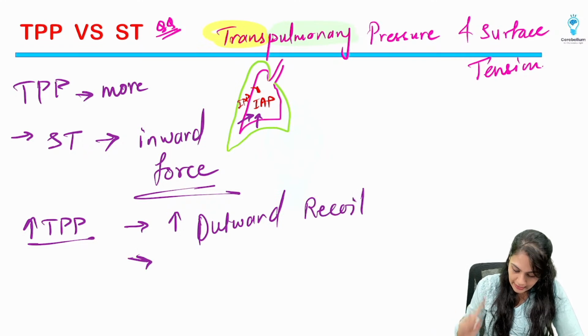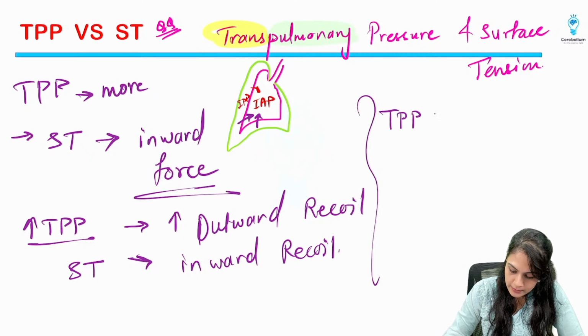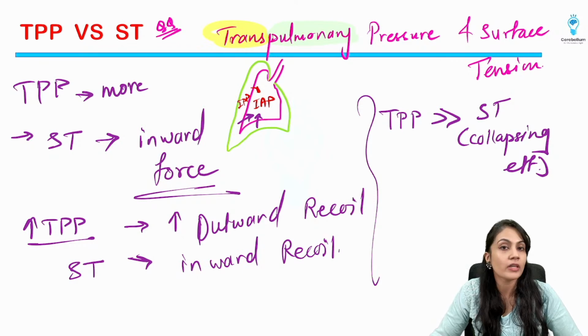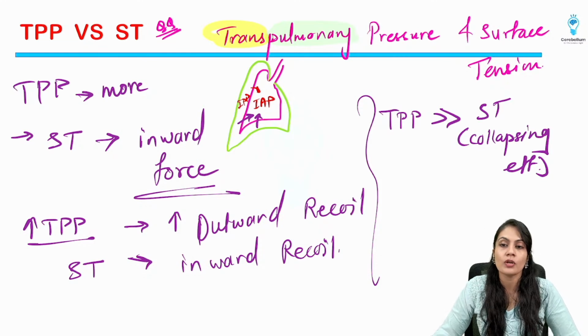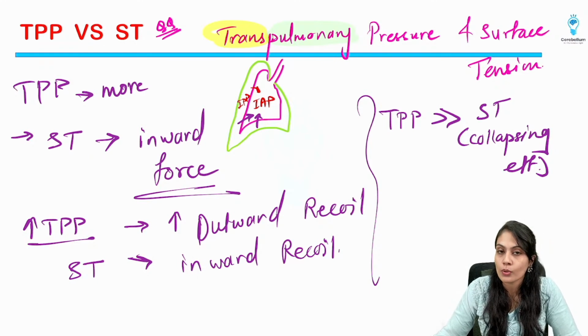right? And if I say that the surface tension is there, that is the inward recoil, right? If the TPP overcomes the collapsing effect of the surface tension, then only the IPP is useful, or change in the IPP is going to have an effect. Otherwise, if the transpulmonary pressure is not able to overcome the effect given by the surface tension, no matter how negative it is, it is not going to have any effect.